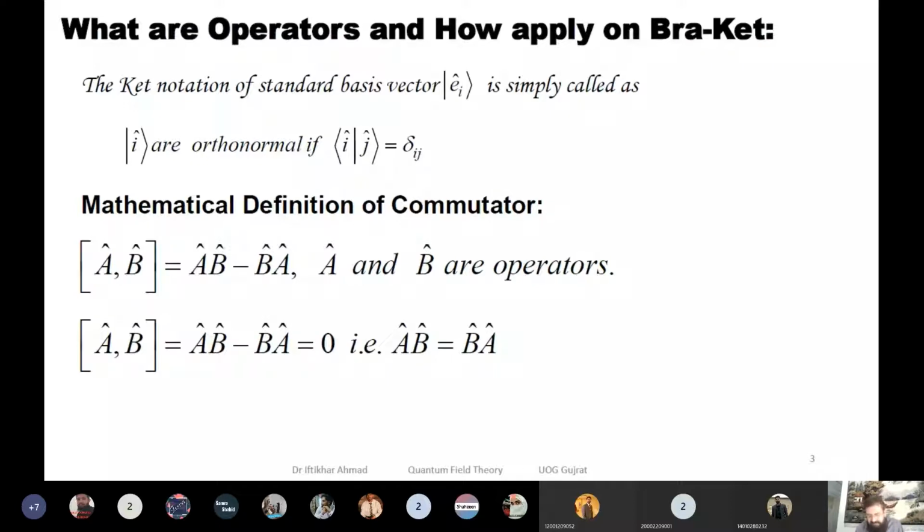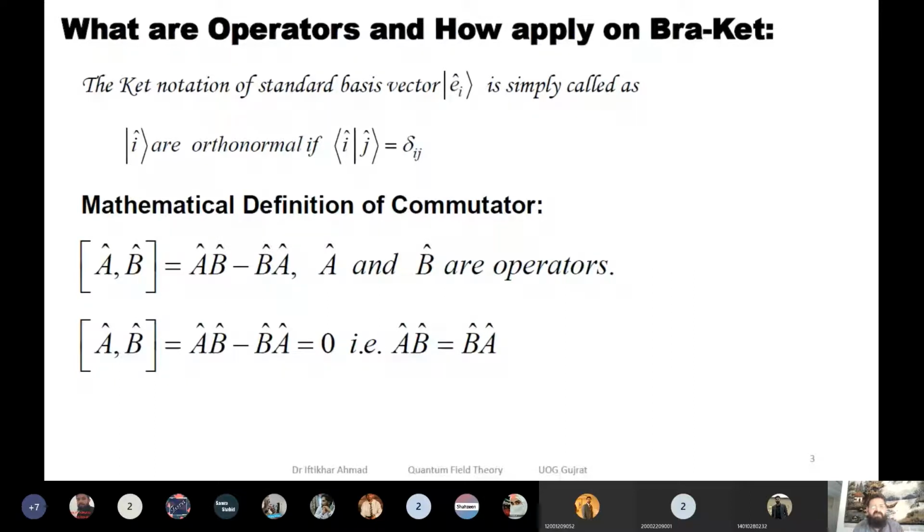So today we are discussing the mathematical definition of commutators, and how the operators work in the form of the standard basis of Hilbert spaces, how we can calculate operators in the form of matrices, and how we can apply different properties of the commutator.